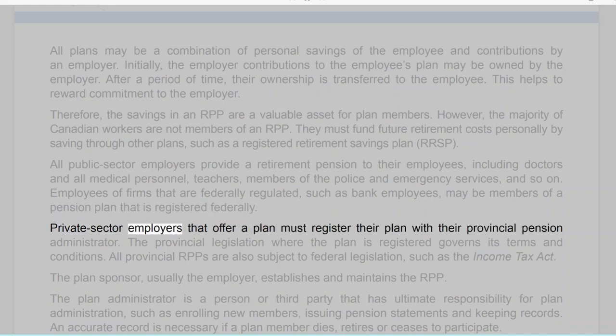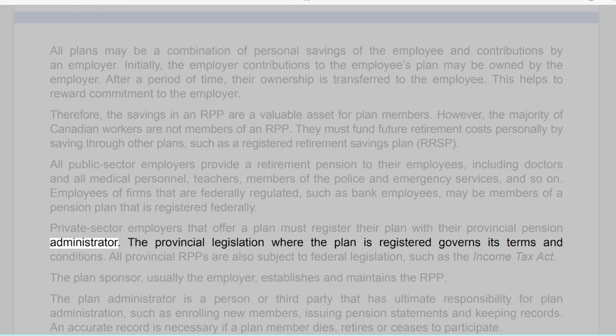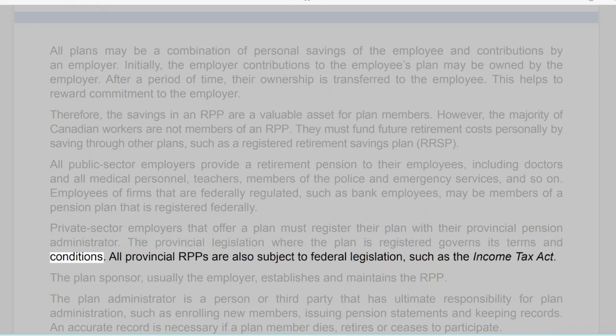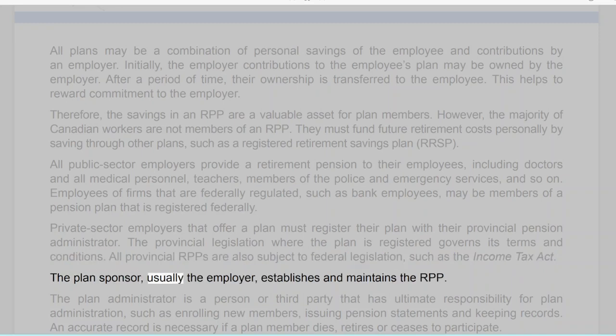Private sector employers that offer a plan must register their plan with their provincial pension administrator. The provincial legislation where the plan is registered governs its terms and conditions. All provincial RPPs are also subject to federal legislation, such as the Income Tax Act. The plan sponsor, usually the employer, establishes and maintains the RPP.